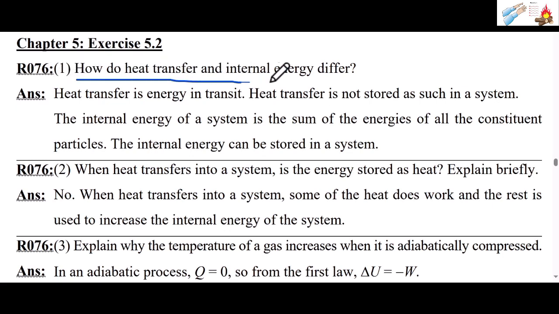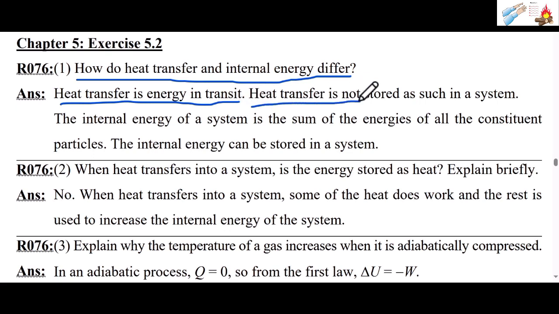How do heat transfer and internal energy differ? Heat transfer is energy in transit.